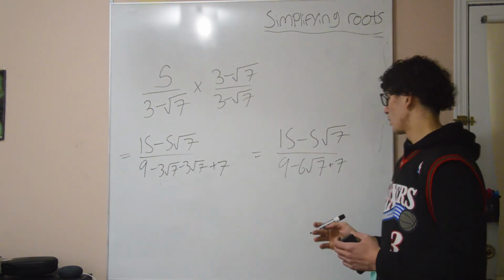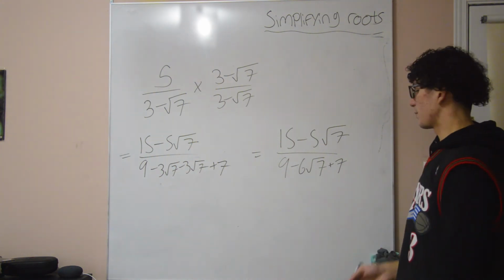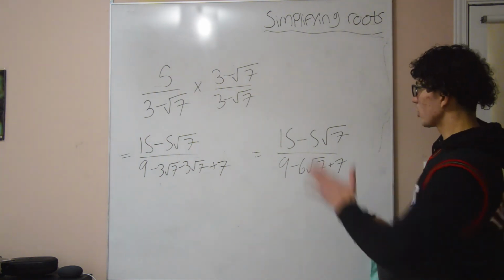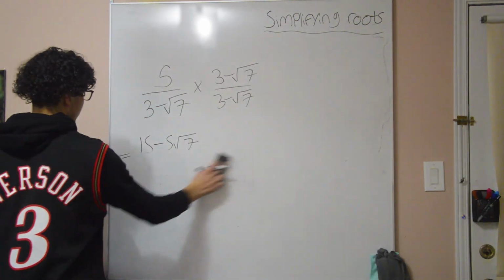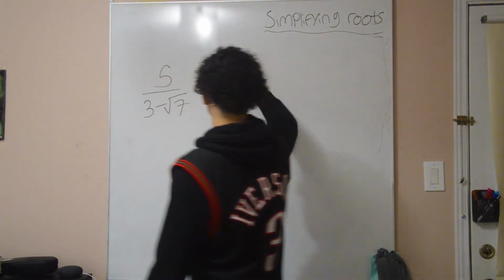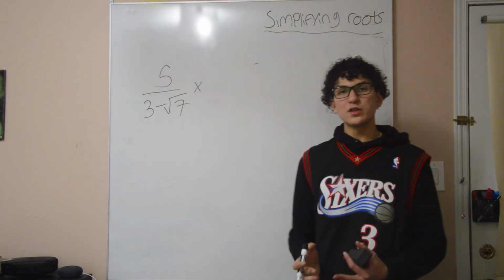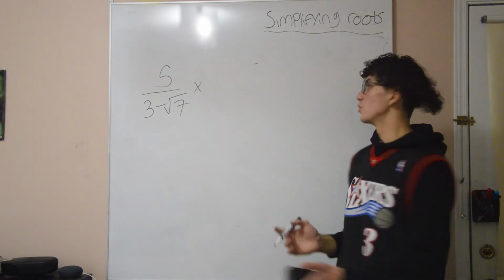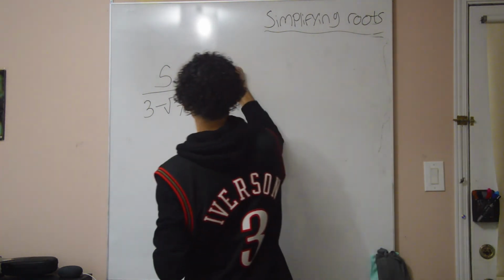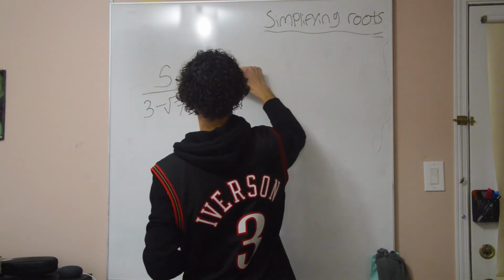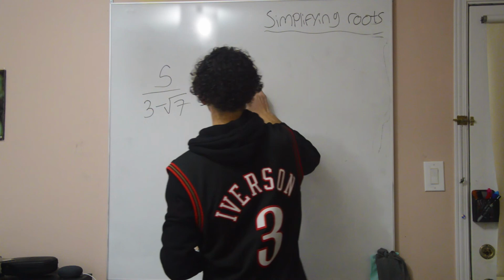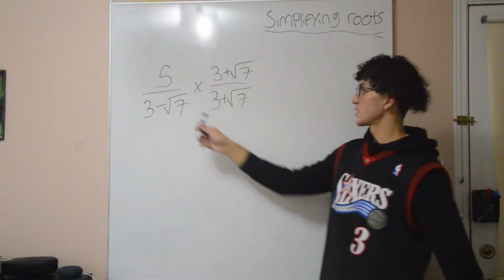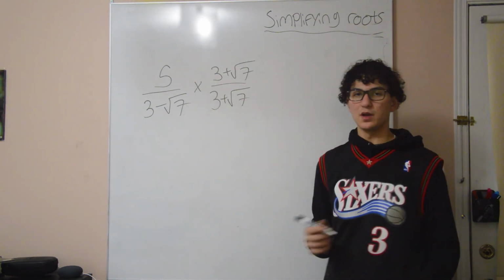Okay. We still have a root in the bottom. So what do we do to get rid of it? Because we don't want any roots in our denominator. We just don't. Well, here's what we do. We simply multiply by the opposite sign. Just like that. Notice how this is a minus and this is a plus.